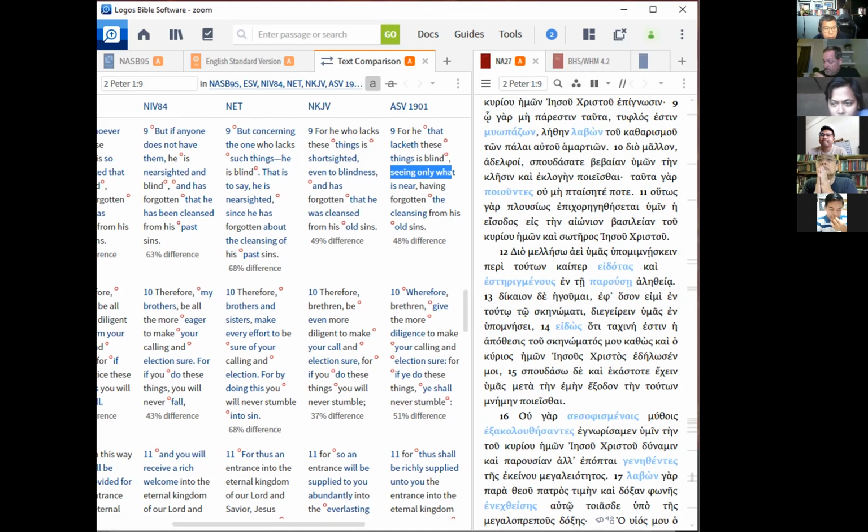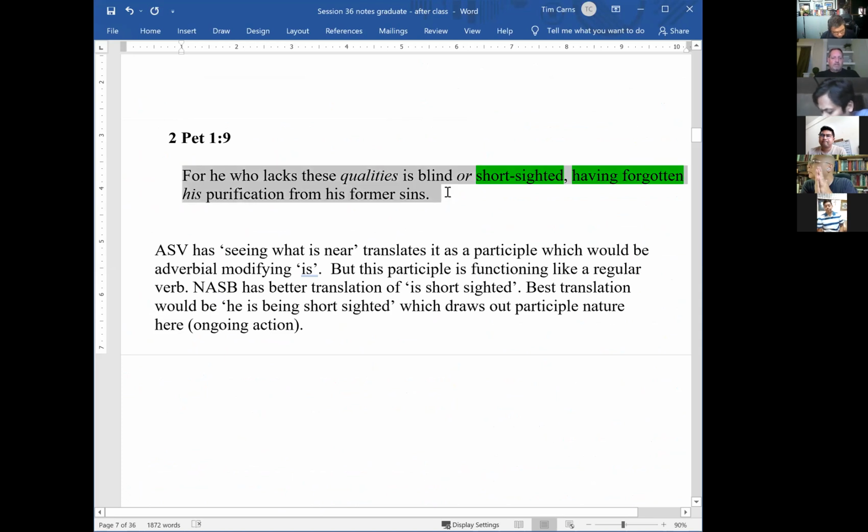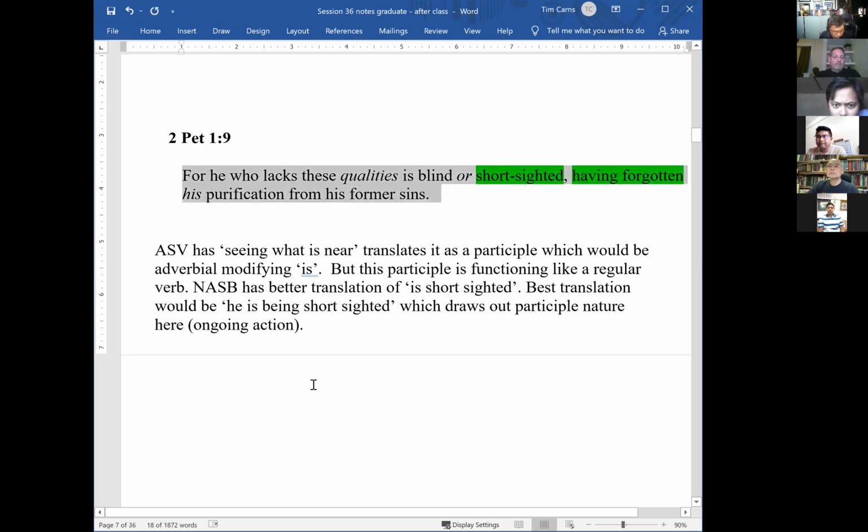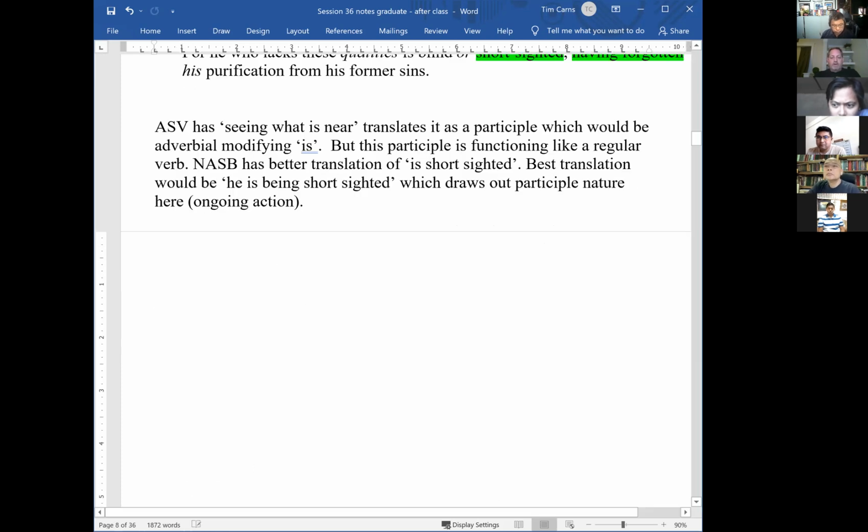This is why it's important to pay attention to what kind of participle you have, because maybe diagramming it would help you see this a little better. All right, let's take this. By the way, here are two participles. The second participle, having forgotten, doesn't have a verb of being in front of it, and it's functioning like an adverb. It's modifying is, how he is blind. Okay, so let's take this and let's diagram this for a second.